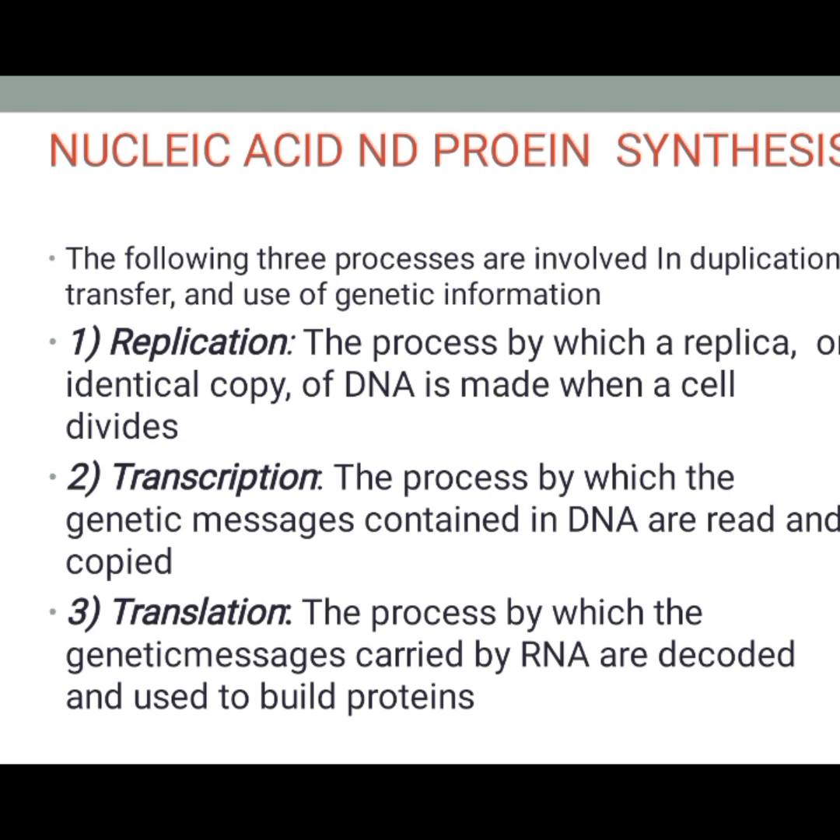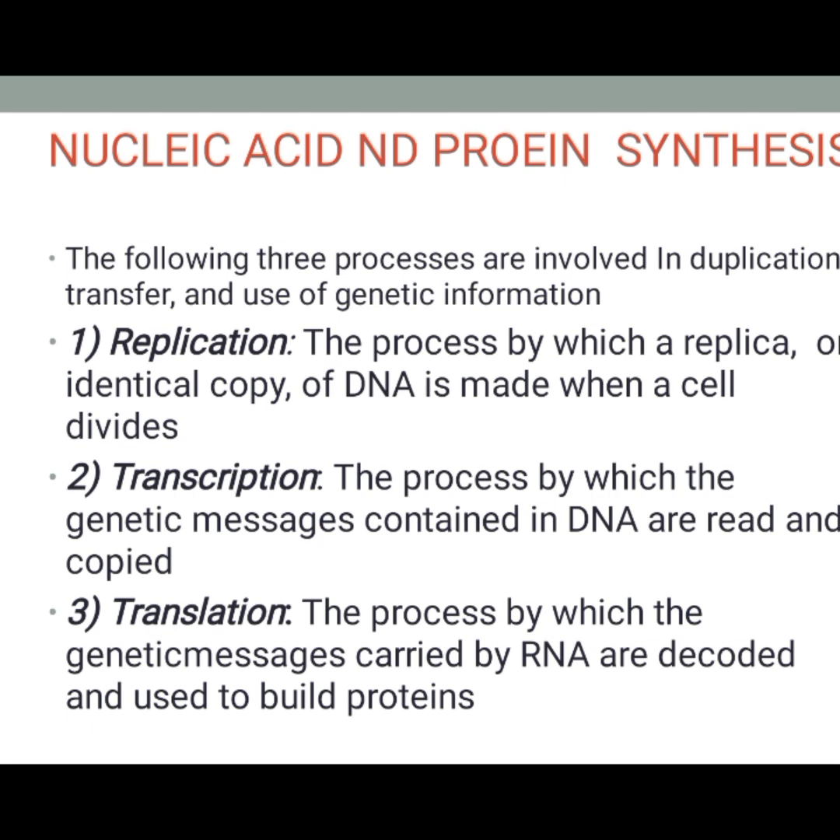How is the genetic information transferred? The first step is replication. That is the process by which a replica or identical copy of DNA is made when a cell divides. That we have seen in the replication of DNA. A daughter DNA is forming. The second step is transcription. That is, the genetic message contained in DNA is read and copied. So first a daughter DNA will form and it will copy all the information. And translation is the process by which the genetic messages carried by RNA are decoded and used to build proteins.